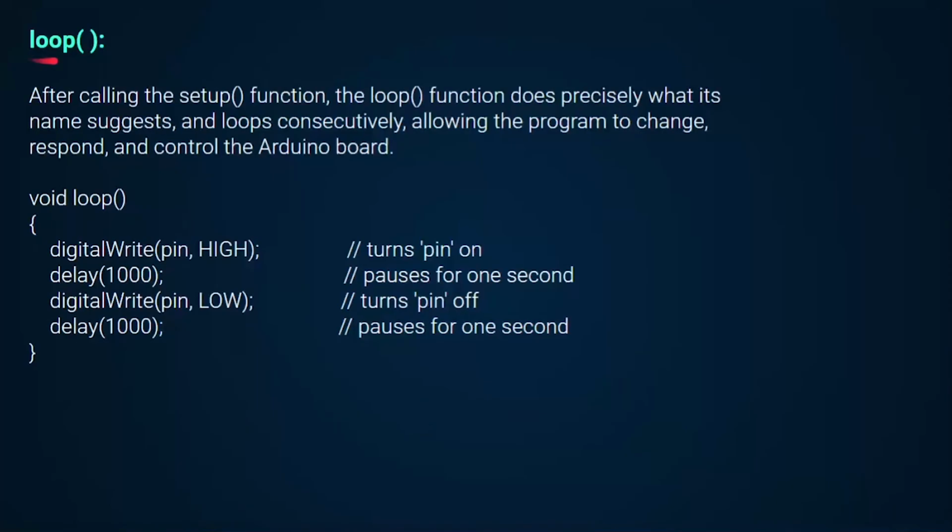So next is the loop. As the name suggests, it is looping. It is used for looping the statements written inside it. After calling the setup function, the loop function does precisely what the name suggests. It loops consecutively, allowing the program to change, respond, and control the Arduino board. So void loop, here it is written. Each time the loop runs, these very lines or statements will be executed. And what are these? You will understand in the later part.